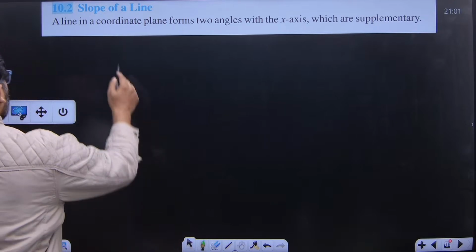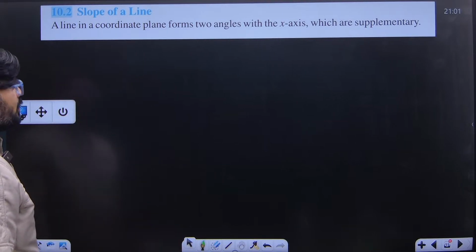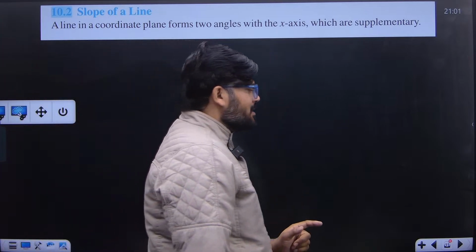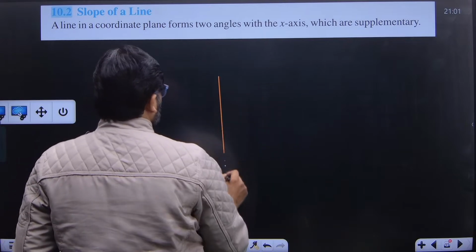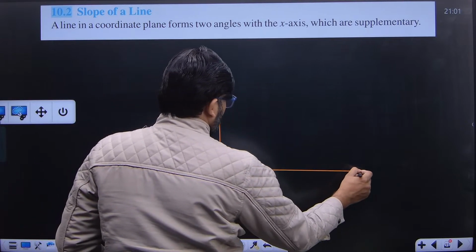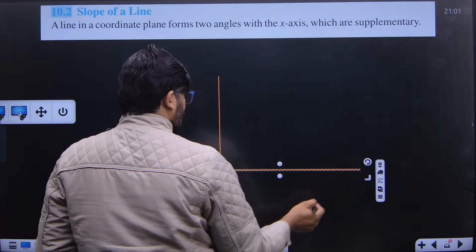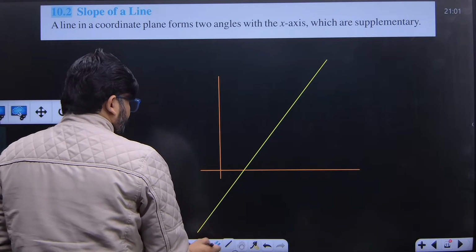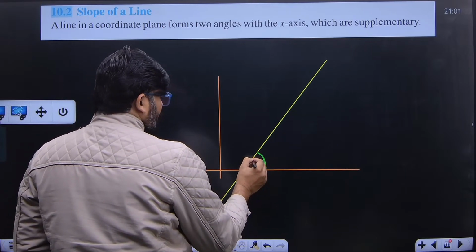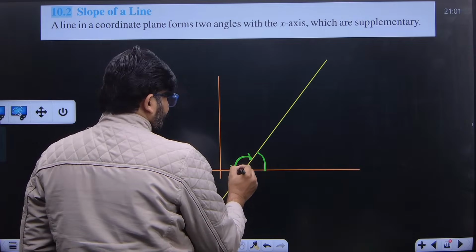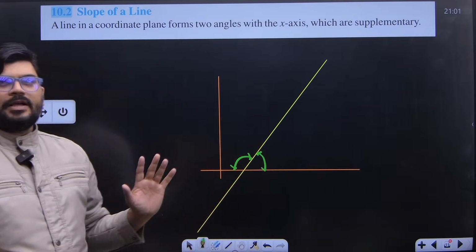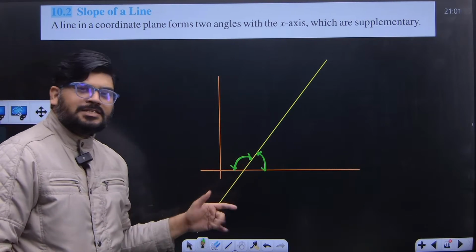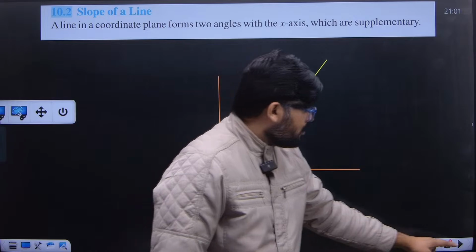You don't need to write this. Just try to understand. A line in a coordinate plane forms two angles with the x-axis which are supplementary. Let me explain it to you. Suppose that this is a line. These are the two axes, x and y. Whenever I am drawing a straight line, it forms two angles with the x-axis. This is one, this is another angle. These are the two supplementary angles. So they are saying a line in the coordinate plane forms two angles with the x-axis which are supplementary. Understood this part?